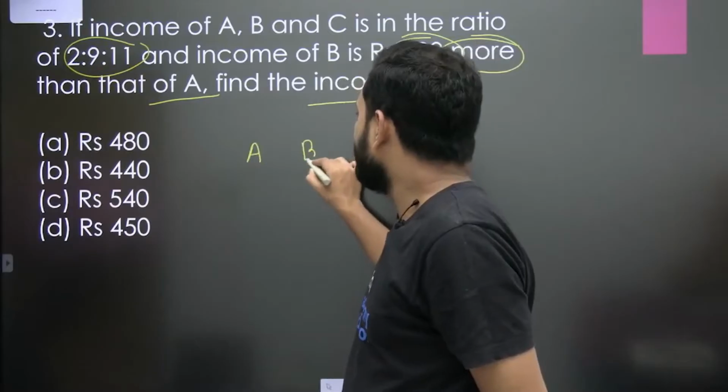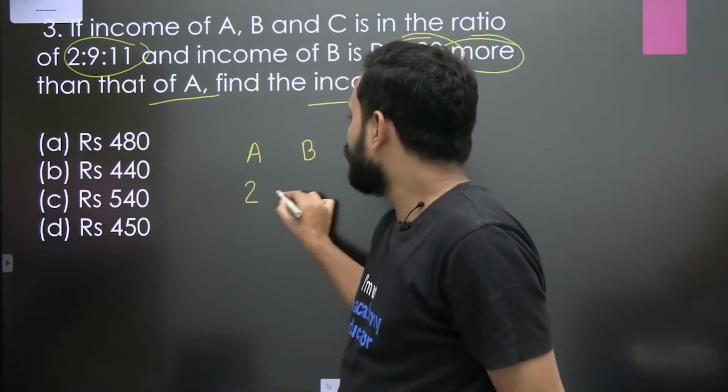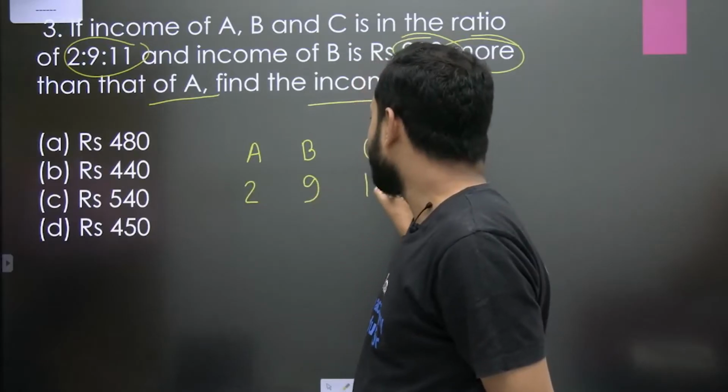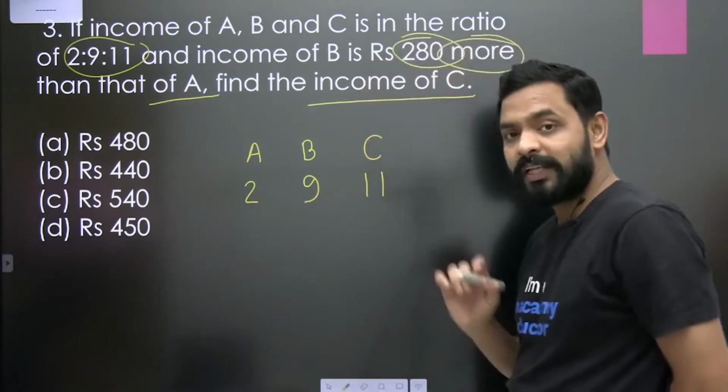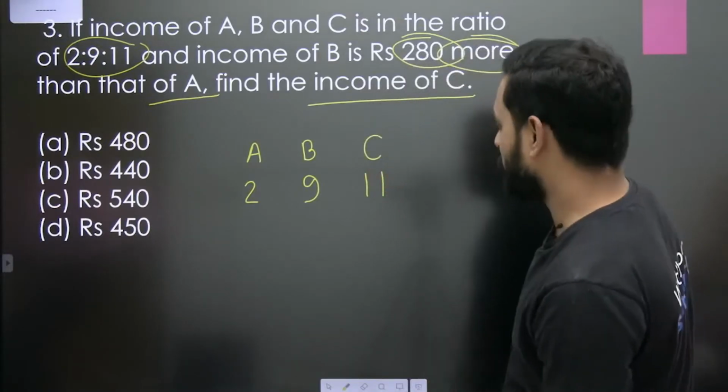So A, B, C. What is the ratio of income? 2:9:11. This is the ratio of income. This is not the actual value, right? Ratio is not the actual value.